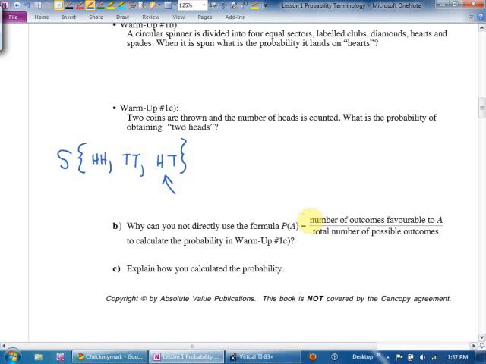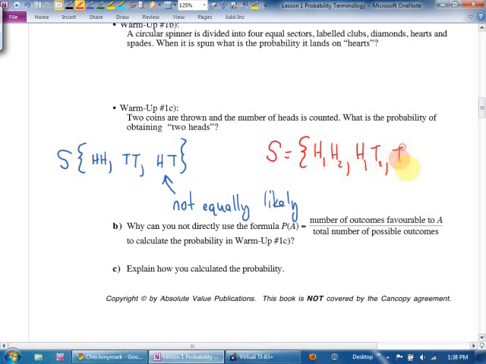Or, preview of coming attractions. Not equally likely. In fact, if I was doing this question, I wouldn't list my sample space this way. I would list my sample space the way I did before. Heads one, heads two. Heads one, tails two. Tails one, heads two. And what have I missed?